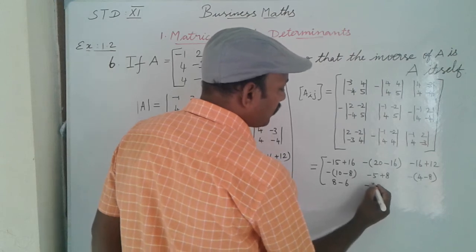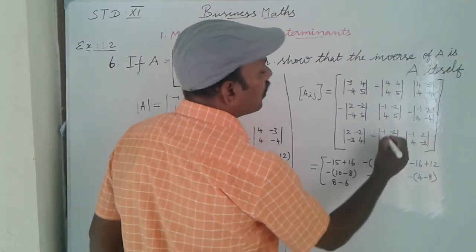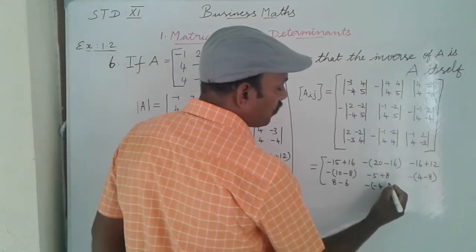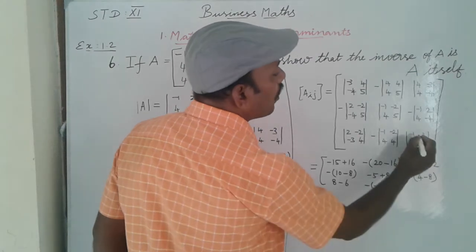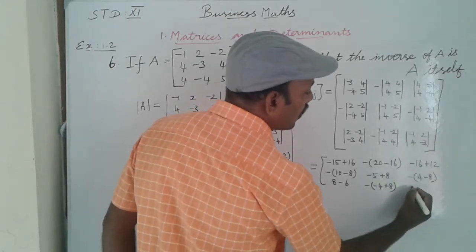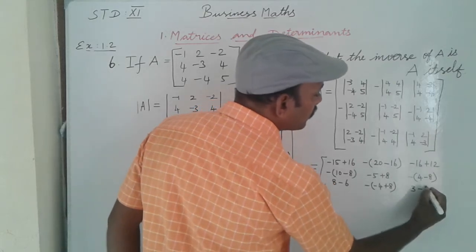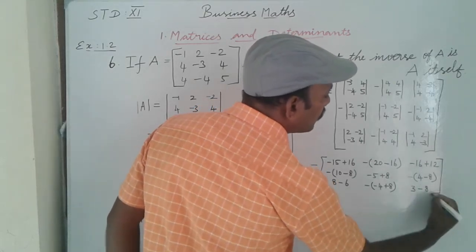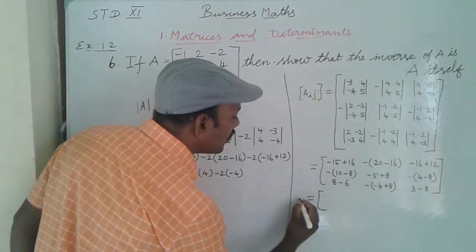Minus of minus 1 into 4 is minus 4. 4 into minus 2 is minus 8. Minus into minus is plus 8. Minus 1 into minus 3 is plus 3. 4 2s are 8, minus 8. So this is the Aij matrix.